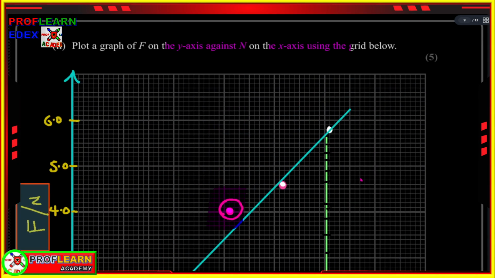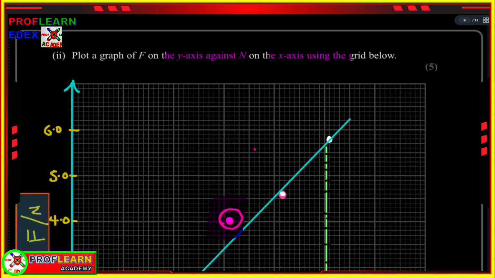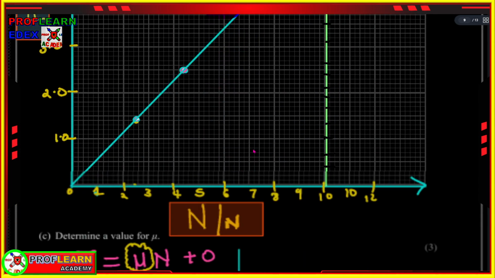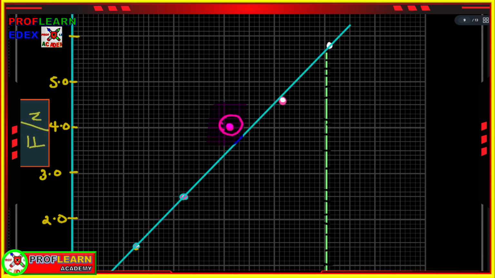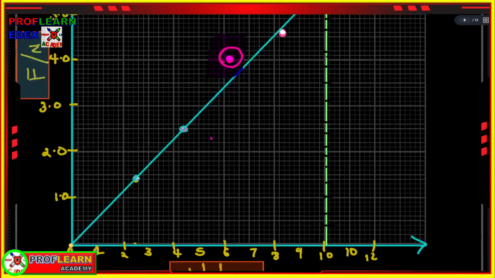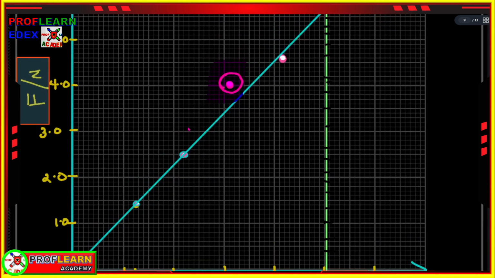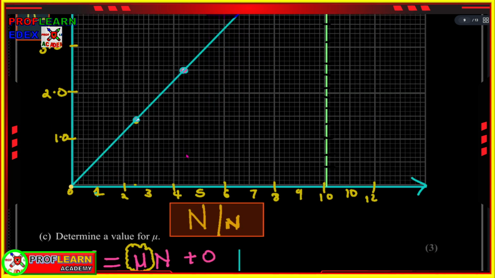So when you are plotting the graph, ensure you know what should be on the y-axis and what should be on the x-axis. And if you have any point which is inconsistent with the rest, you can circle that point to show it's an anomalous point. You did not consider it when you are drawing the line of best fit.